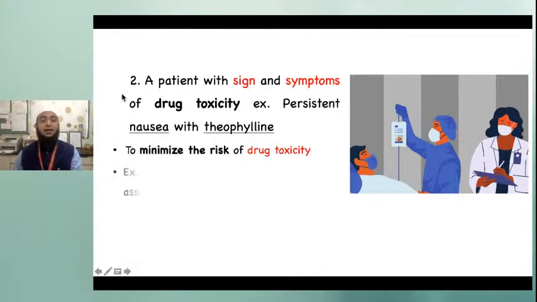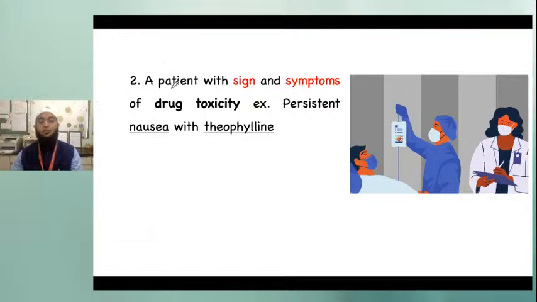The second thing is again the patient. As I have mentioned, when I am talking about indication, we are talking with reference to the patient. So second, it is in the patient with the signs and symptoms of drug toxicity. For example, a patient suffering from nausea with theophylline. Theophylline is a bronchodilator drug, and a patient suffering from asthma on treatment with a bronchodilator like theophylline, when he takes the theophylline, he suffers from persistent nausea. So the nausea with theophylline indicates that the concentration of theophylline in the blood is reaching the toxic level.